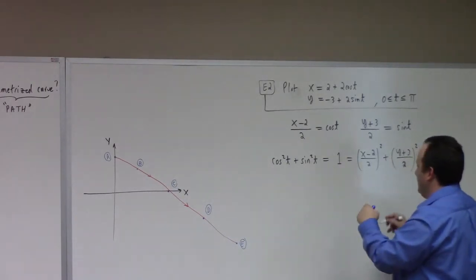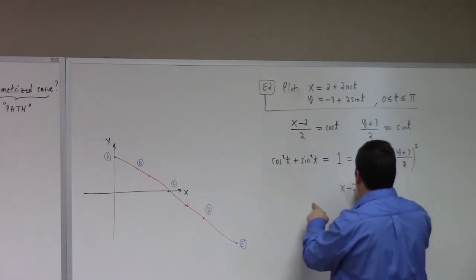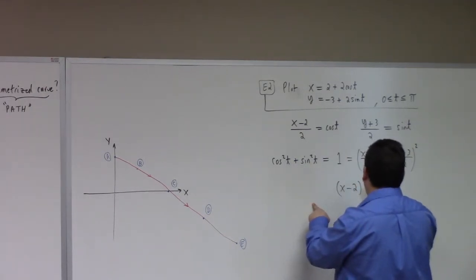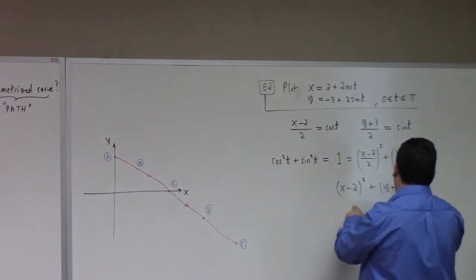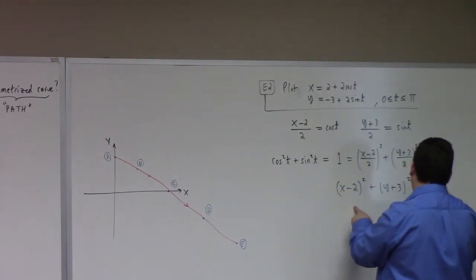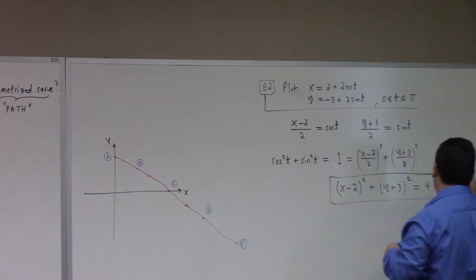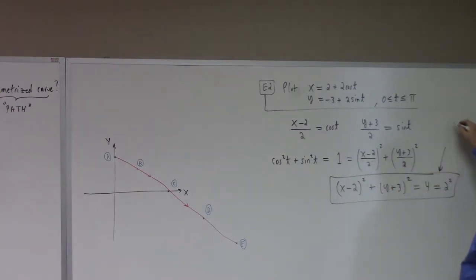And I feel better about this if I rewrite it as (x minus 2) quantity squared plus (y plus 3) quantity squared equals 4, which of course is 2 squared. To me, that's nice, because at this point I can recognize that this is a circle. Radius what? 2. Centered where? Yeah, I heard a (2, minus 3), I'll take that.